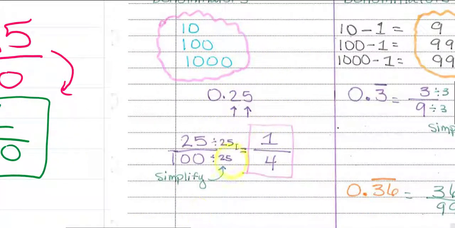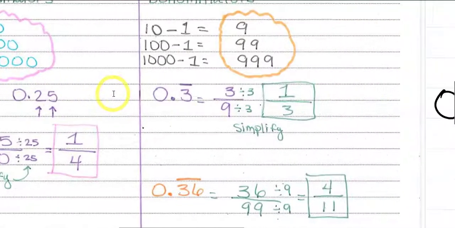So here's another example I gave you. We have 0.25. You look at how many digits you have. I have 2 digits, so this means it ends in the hundredths place. 25 is written over 100. Simplify it and you get 1/4. Please make sure you're pausing and copying all of this down into your notebook.